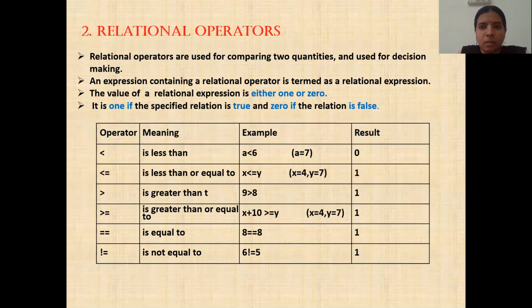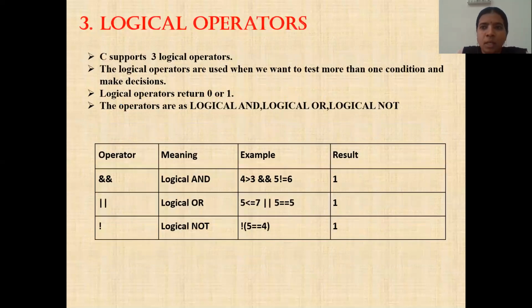Next, relational operators. Many times we require comparison of quantities to perform a logical operation. Such operators are called relational operators. They return either 0 or 1 depending upon the truth or falsehood of the expression. If a particular condition is true, it returns 1, and if a particular condition is false, it returns 0. So they are greater than, less than, greater than or equal to, less than or equal to, is equal to, and not equal to. All the relational operators are purely binary operators. Arithmetic operators are also binary operators.